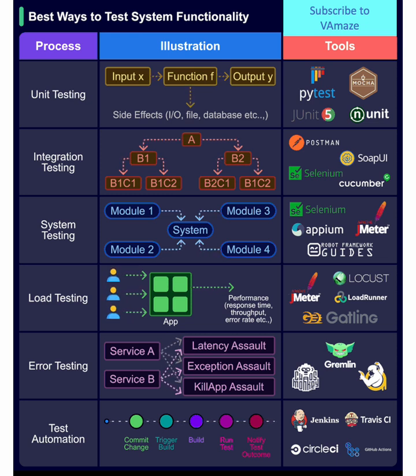5. Error testing, preparing for the unexpected. Error testing, also known as negative testing, evaluates how gracefully your system handles invalid inputs, unexpected conditions, and failure scenarios. It's about building resilience into your application. The assault strategy. Service A and B, different system components under attack. Latency assault, testing response time under stress. Exception assault, triggering and handling unexpected errors. Kill app assault, testing system recovery from crashes.